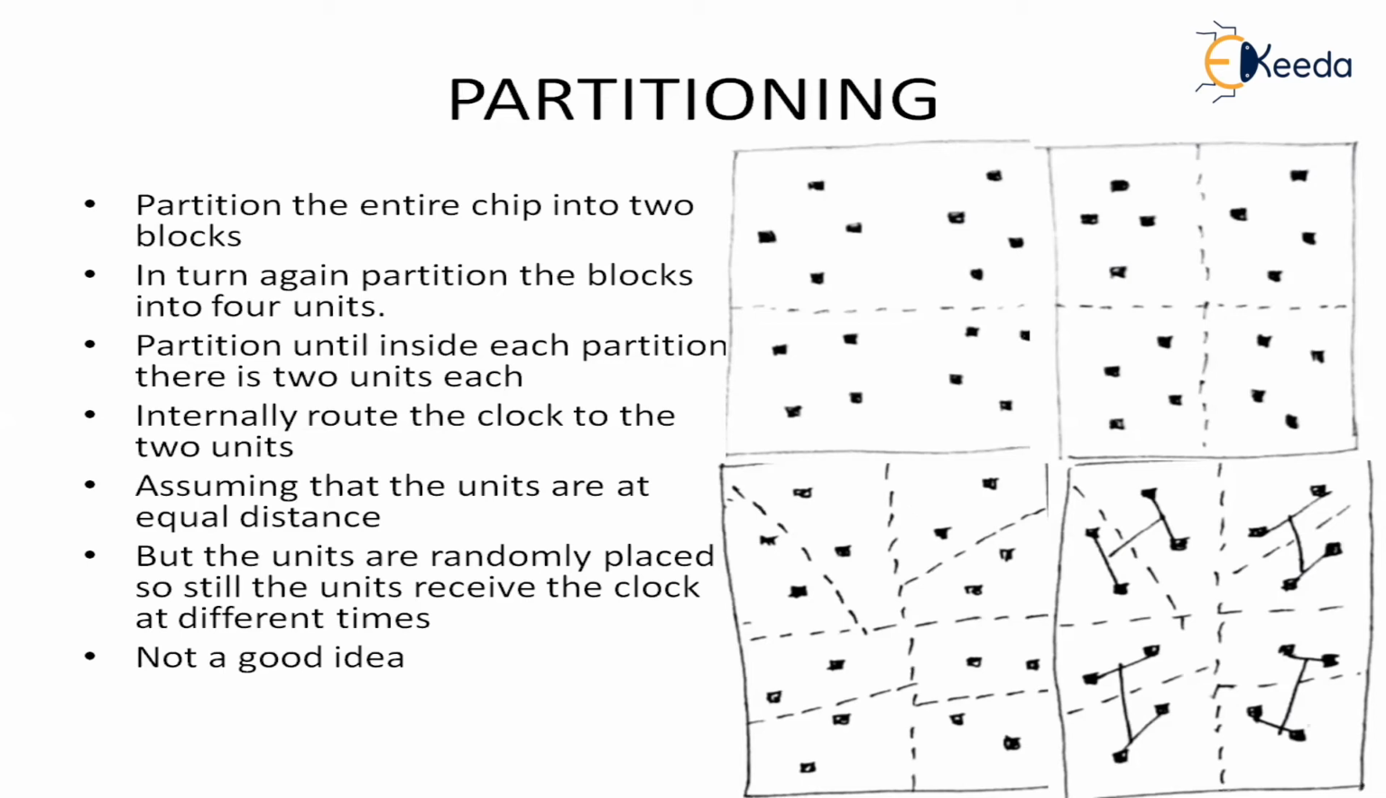Now I can internally route the clock to the 2 units. Only 2 units are available. So just by placing a clock, I can route it either in a vertical fashion or in a horizontal dimension. But still, what is going to happen? That has been partitioned into 2, the 2 has been further partitioned into 4, and the 4 has been further partitioned such that in each partition I have 2 units. And again, I did routing by just providing the vertical connection, such that a clock is over here, I can directly provide the internal clock to both the units at the same time.